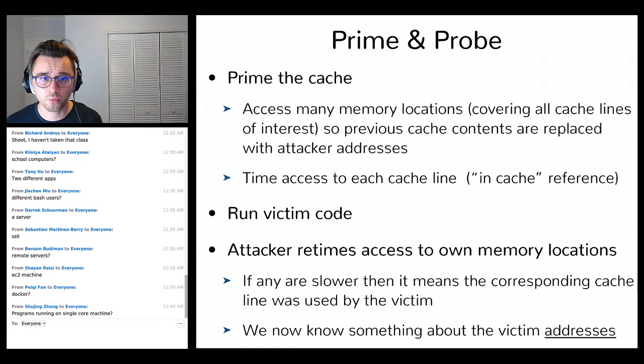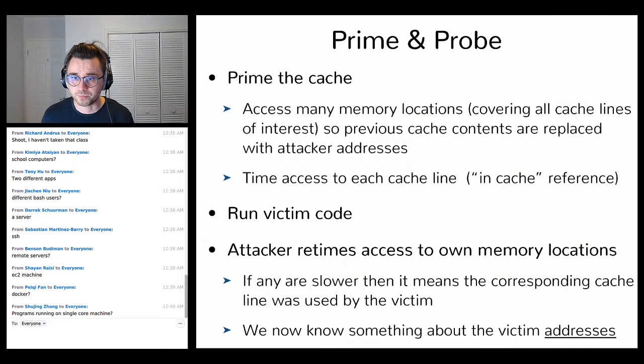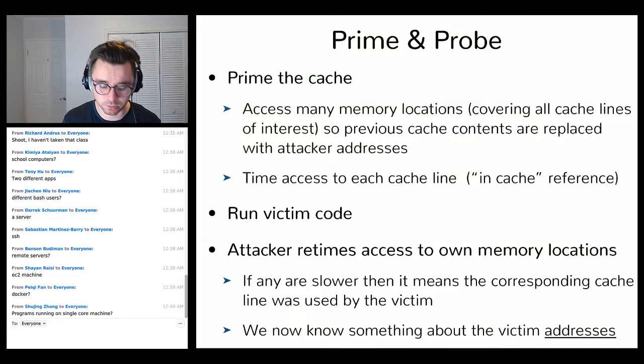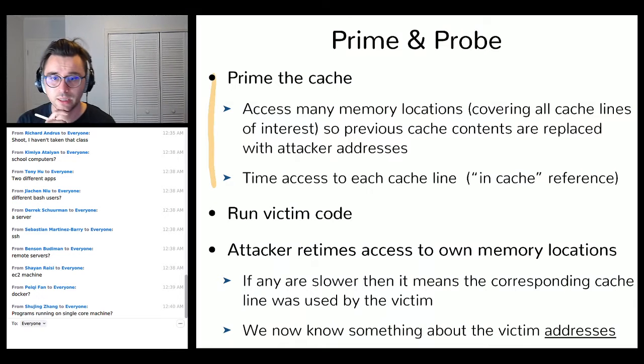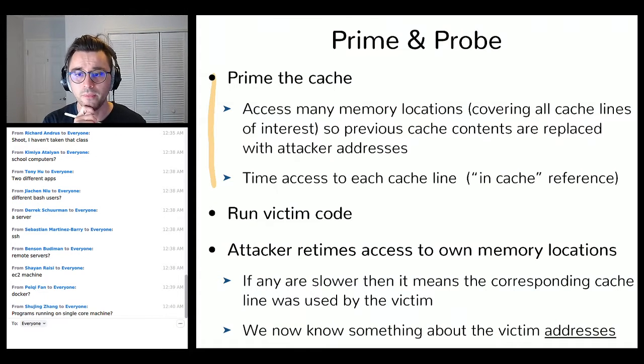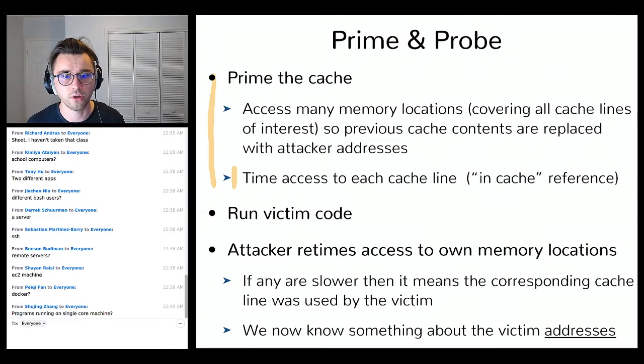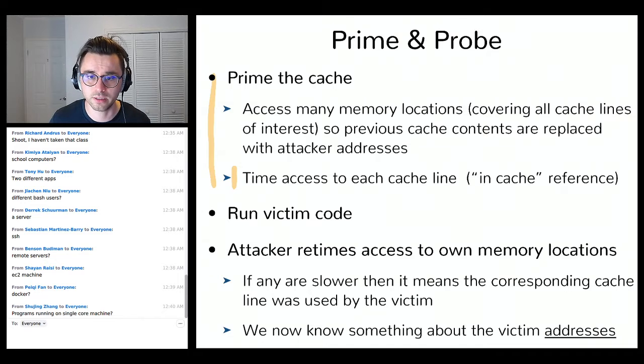Okay. The other one is prime and probe. It's pretty similar, but instead of measuring the victim, we measure ourselves. The first step is we're going to prime the cache. This means we're going to access memory locations so that previous contents, whatever they may be, by the victim or somebody else, are replaced with our attacker addresses. Then we do a baseline measurement of our own piece of code, the attacker code, and what it takes to actually access those cache lines. So I bring things into the cache, and then immediately measure how long it takes me to access these cache lines.